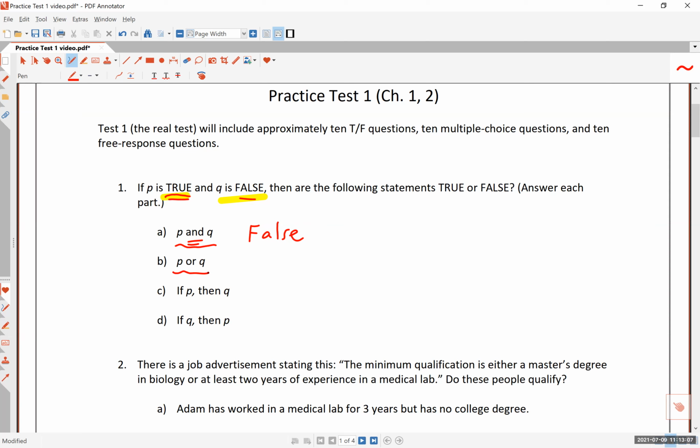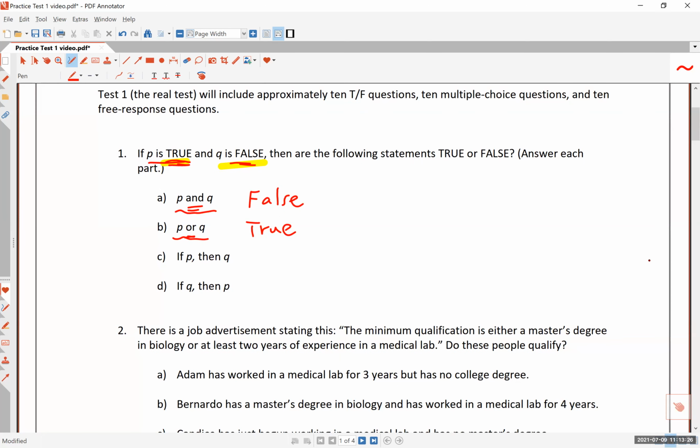Here, we have a disjunction because it's an or statement. For this to be true, either P has to be true or Q has to be true or both. In this situation, P is true, so this is true. Not too bad. Now, if P then Q. Do you remember when the conditional statement, if P then Q, is true? This is almost always true. The only time this is false is if P is true.